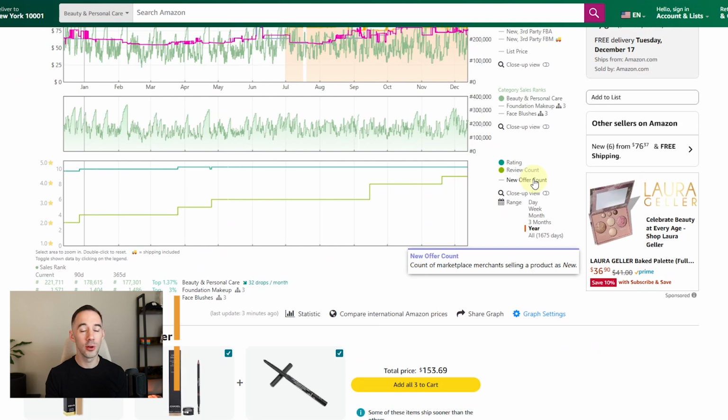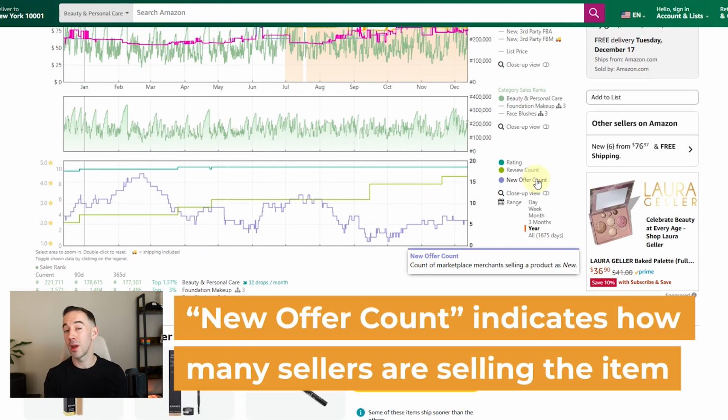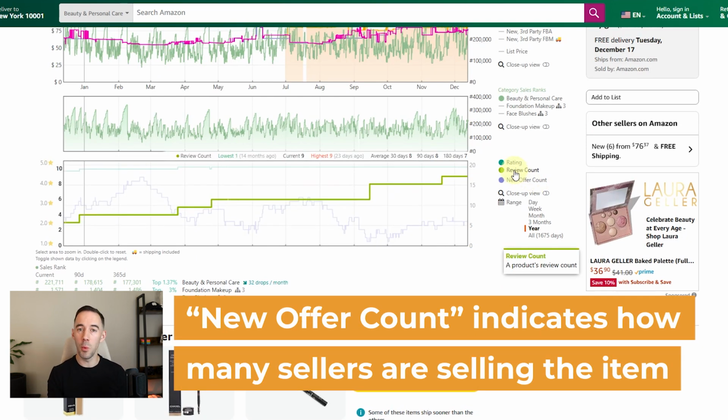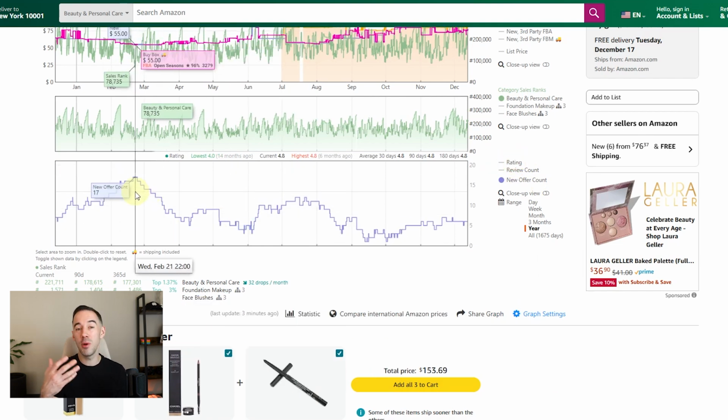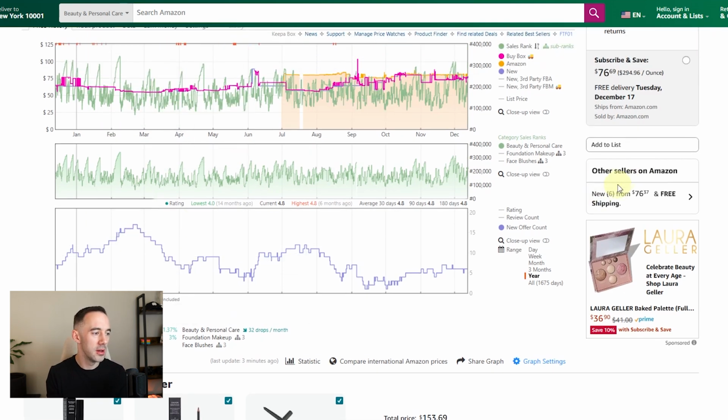And then the final one we're going to look at is new offer count. This is something that I look at all the time, and you'll understand why later on in the video. So I'll hide these for a second. This is basically just telling you how many sellers are on the listing. So new offer count, people who are selling this product as new, not used. And if you see right here, it says other sellers on Amazon, new is 6. And if you hover right here, it'll say new offer count is 6.